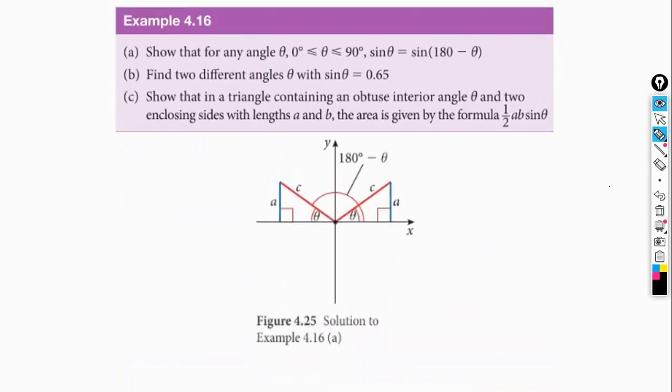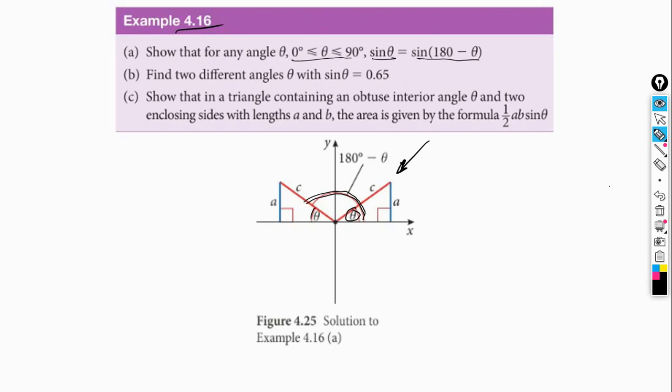So next we're going to take a look at example 4.16. And part A says, show that for any angle theta that is between 0 and 90 degrees, sine of theta is equal to sine of 180 minus theta. So we can prove that or show that using this illustration here. Now, notice that this angle here, if this is theta, right over here, then 180 minus theta would be all this. This would be 180 minus theta.